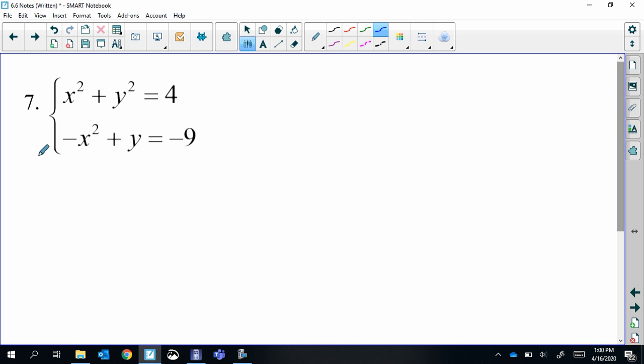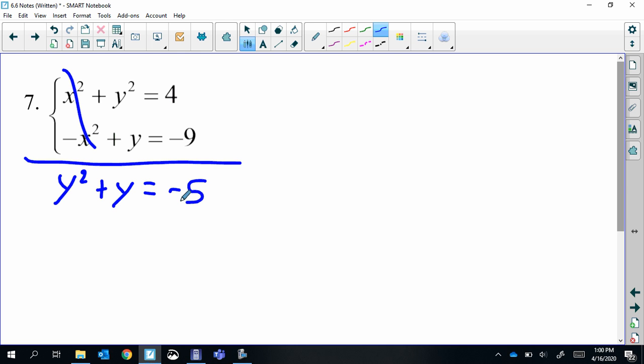All right, same idea here. These are ready to go. They'll cancel out. X squared will cancel. We get y squared plus y equals -5 because that's pretty easy and straightforward.